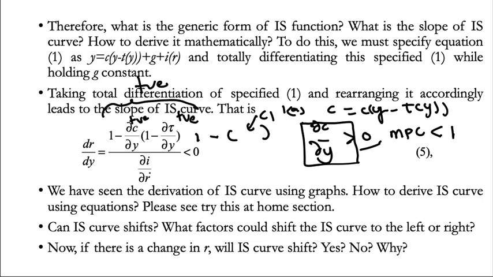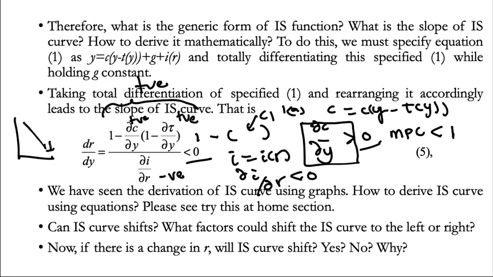Alright, what about the denominator? We know that investment is a function of interest rate, and the relationship between investment and interest rate is negative, or less than 0. So this one is negative. Positive over negative means negative, or less than 0. So what does it mean? dr over dy is negative. That's why the IS curve is downward sloping.